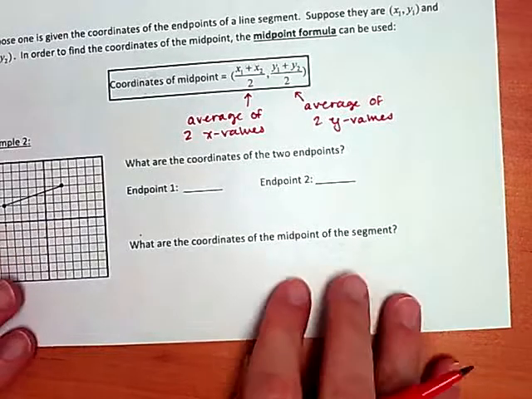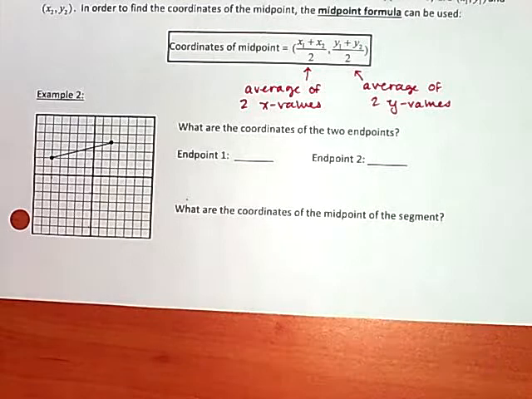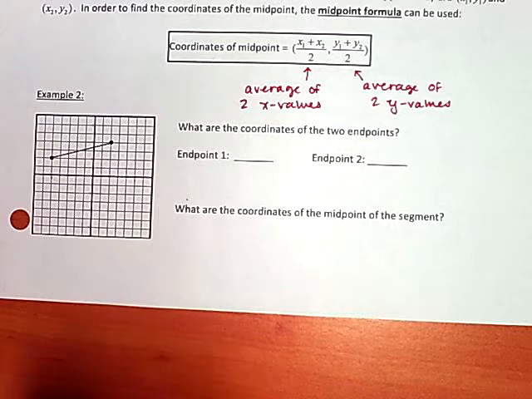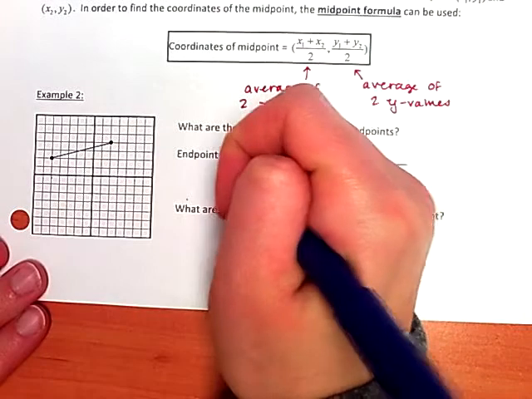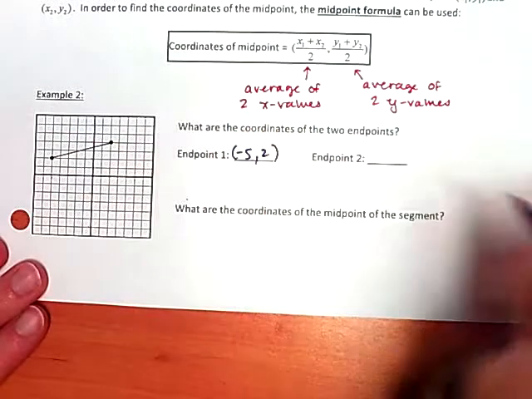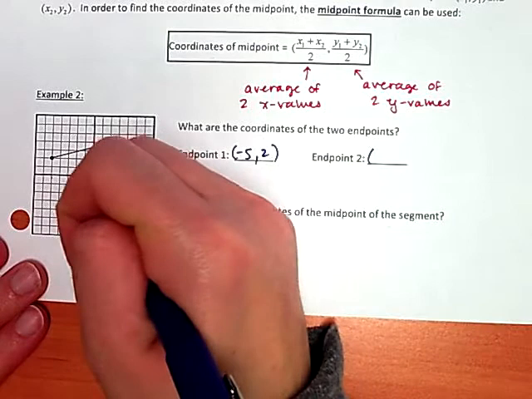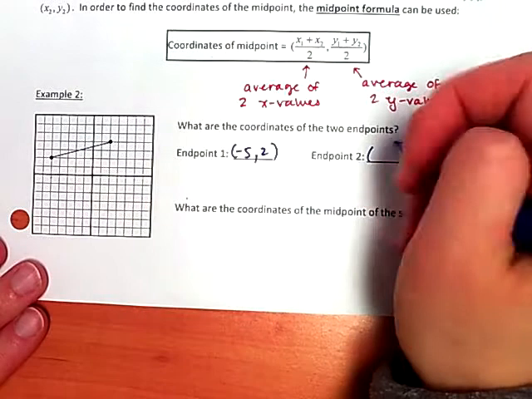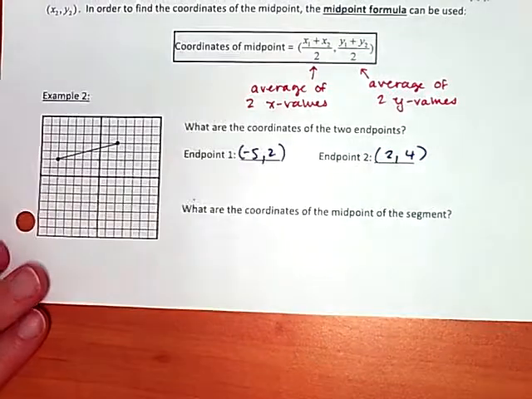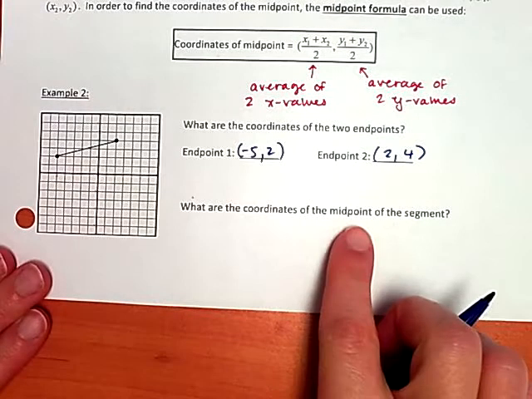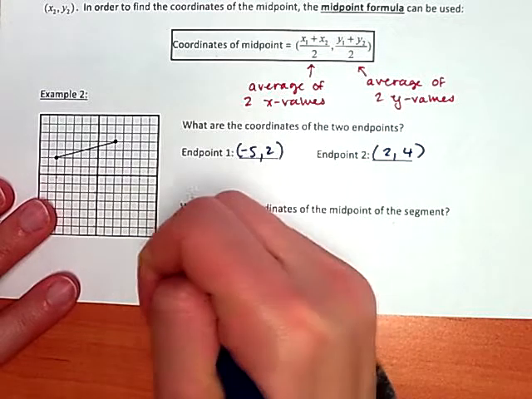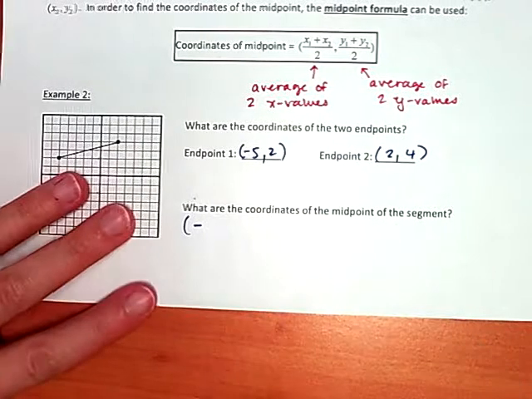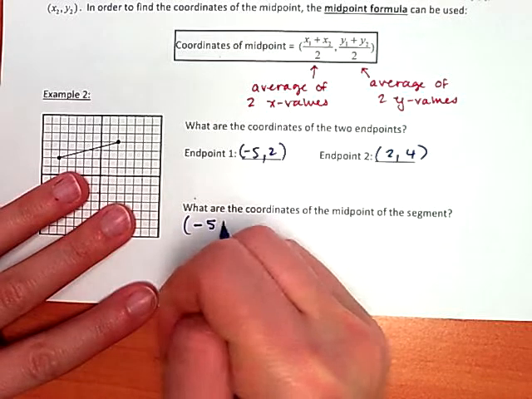Okay, so let's see how this will work in action. We're given a graph of a line segment, and we can identify the two endpoints. This first endpoint over here is 1, 2, 3, 4, 5, so it's negative 5 for x, and then up 2. The second one is over 2 and up 1, 2, 3, 4, so 2, 4. If I want to know the coordinates of the midpoint, I'm using this formula. So I would add the x values. I'm going to write it in ordered pair notation. So I'll have negative 5 plus 2.